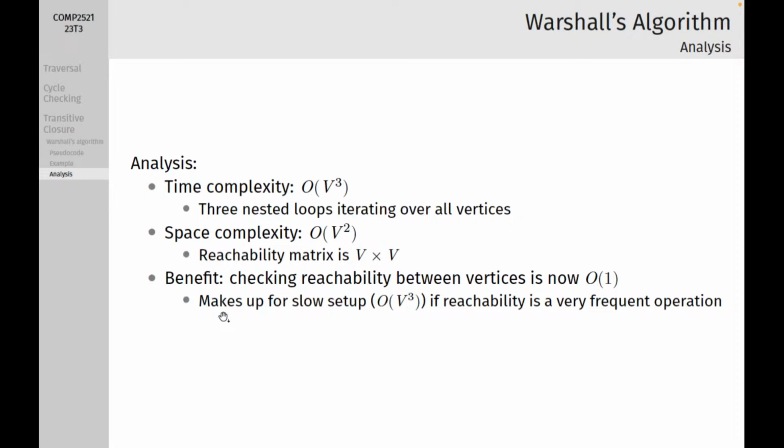All right, and what is the benefit? So the time complexity is O of V cubed. That's pretty inefficient, right? So what's the benefit? Well, now that we have the reachability matrix, checking reachability between vertices is now O(1). And this makes up for the slow setup, which is O of V cubed, if we frequently need to perform the reachability check. Okay.